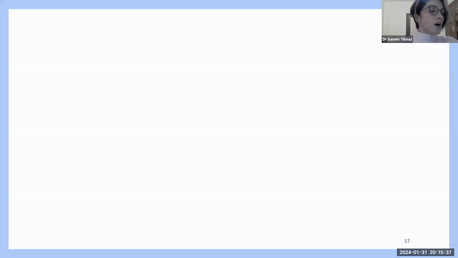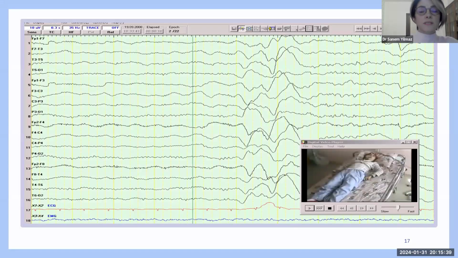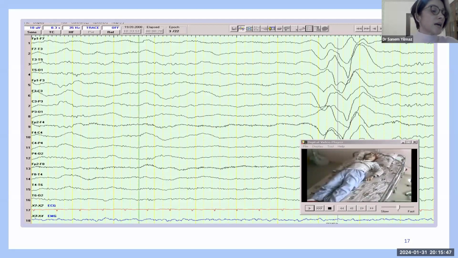And another cause is subacute sclerosing panencephalitis, and it is a devastating cause of myoclonus associated with cognitive decline and seizures caused by a slow virus infection due to measles.